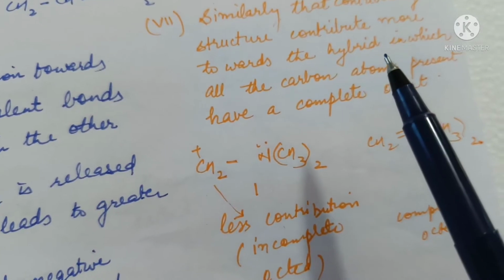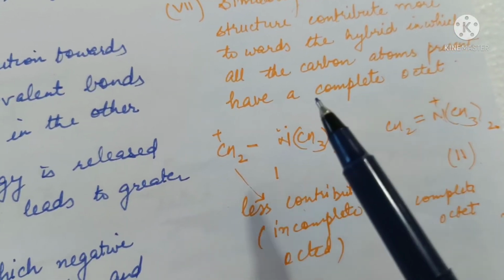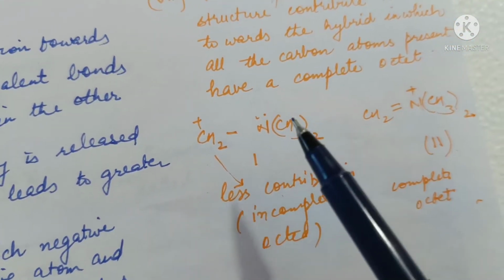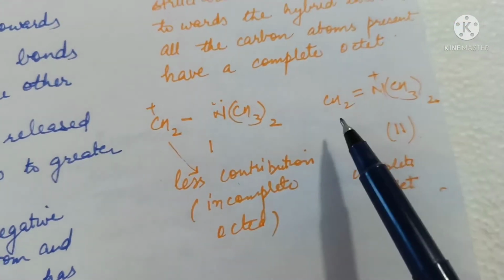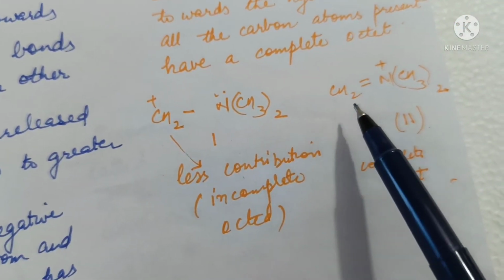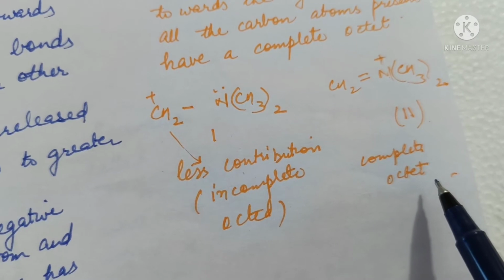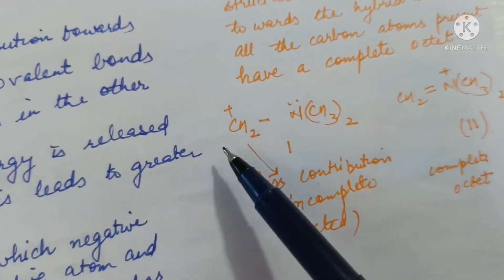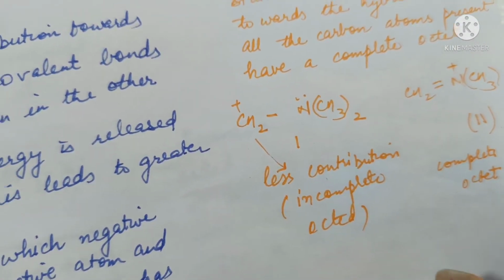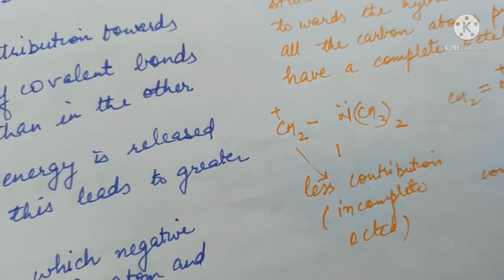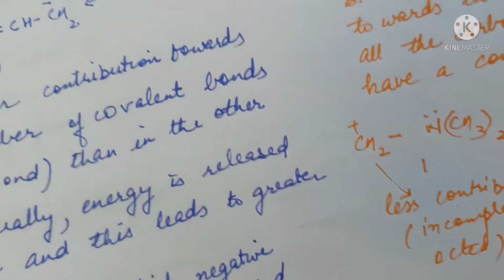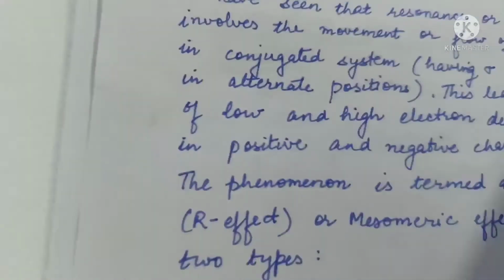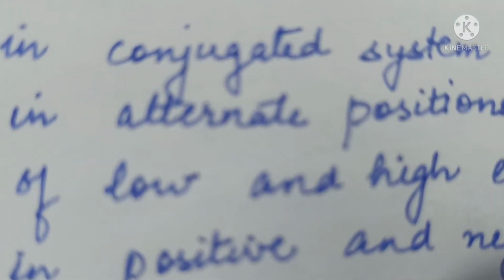That contributing structure contributes more towards the hybrid in which all the carbon atoms present have a complete octet. So this carbon has a complete octet. It will contribute more towards the hybrid than this one which has only 6 electrons. It will give less contribution. It has an incomplete octet. So this was about resonance.